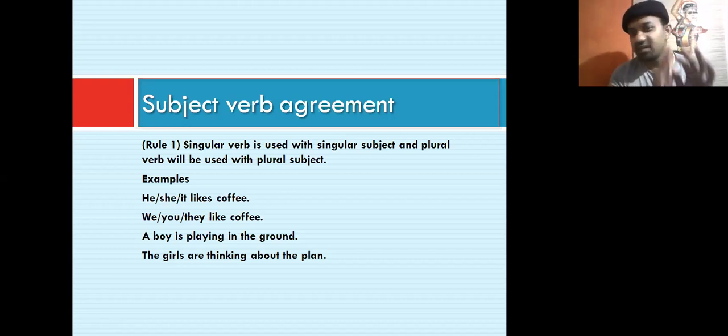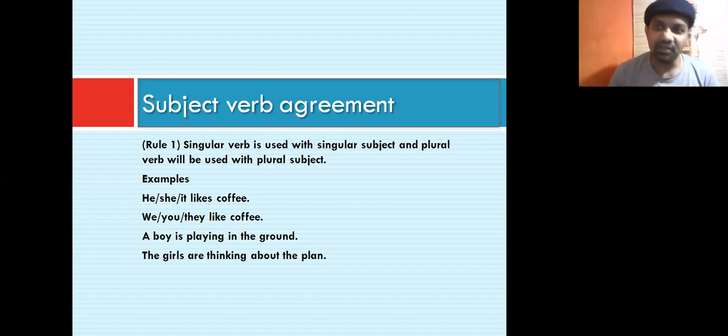There has to be a subject and verb in a sentence. There has to be a subject and predicate. Otherwise, we can't have a sentence. When we have a subject and verb in a sentence, we must make sure that they agree to one another. They agree to one another in number and person.